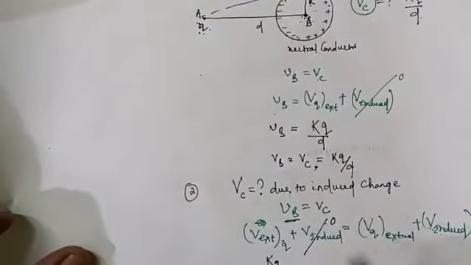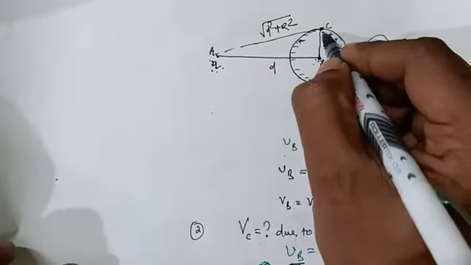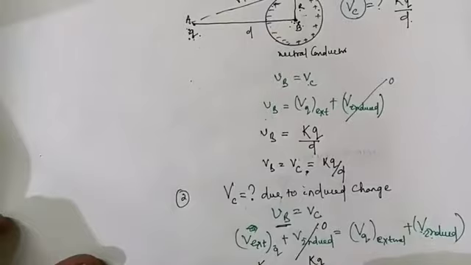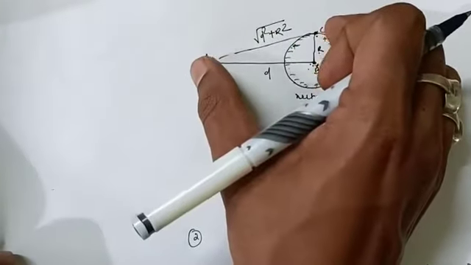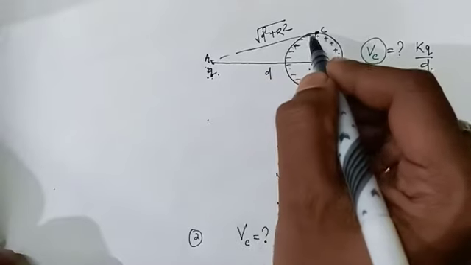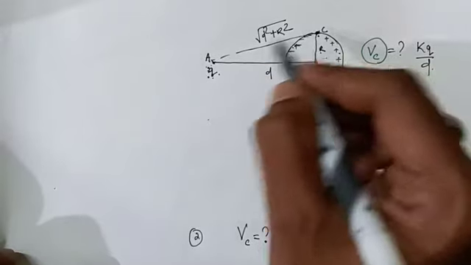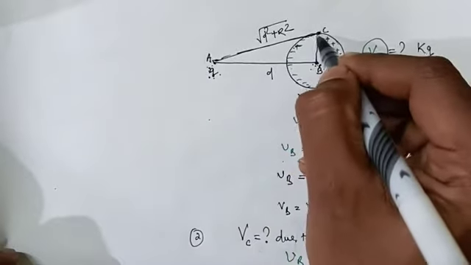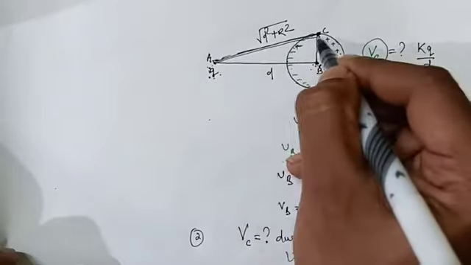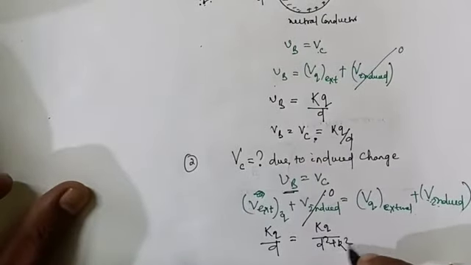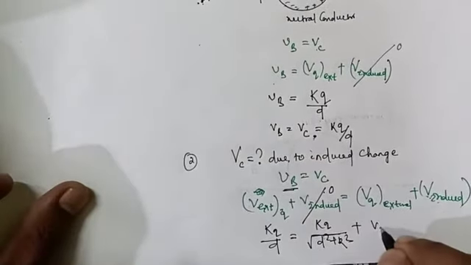And if I write my potential at point C due to this external charge, I will write kq upon this distance, because always I will consider the point where it is asking. If you go for the expression of the electric potential, the expression is kq upon r. R is which distance? This distance, because this point it is asking, so this distance I will consider. kq upon root over d square plus r square, plus induced.